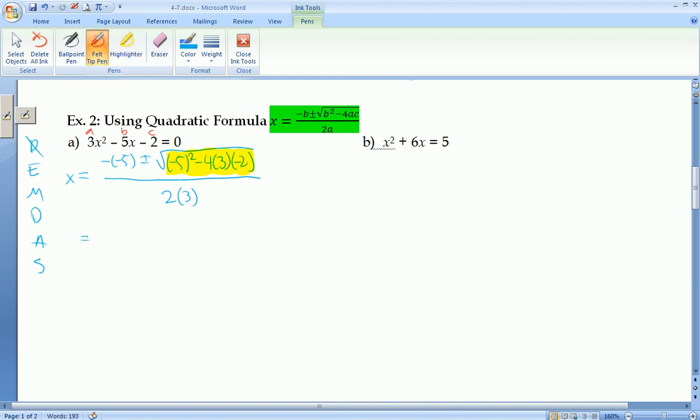So we can go ahead and do this negative part for the 5. So this would be +5. Okay, plus or minus. And we can even do the 2 times 3 in the bottom, which is 6.